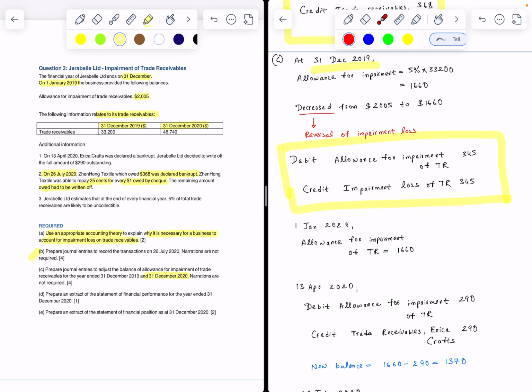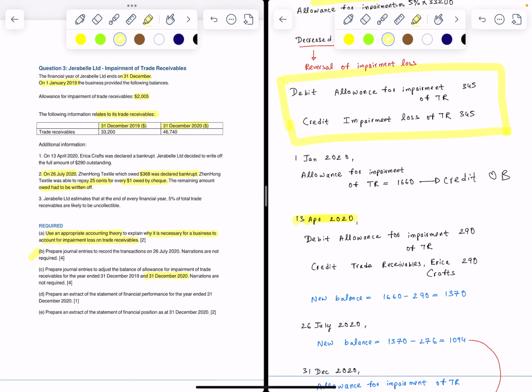So at 1 Jan 2020, we have an allowance for impairment of trade receivables of $1,660, which is obviously a credit opening balance. Okay? Now, in terms of events that have happened after 1 Jan 2020, the next event took place on 13th of April 2020. And this is the information given in point number 1, which says that on 13th of April 2020, Erica Crafts was declared bankrupt. Gerbil Limited decided to write off the full amount of $290 outstanding.